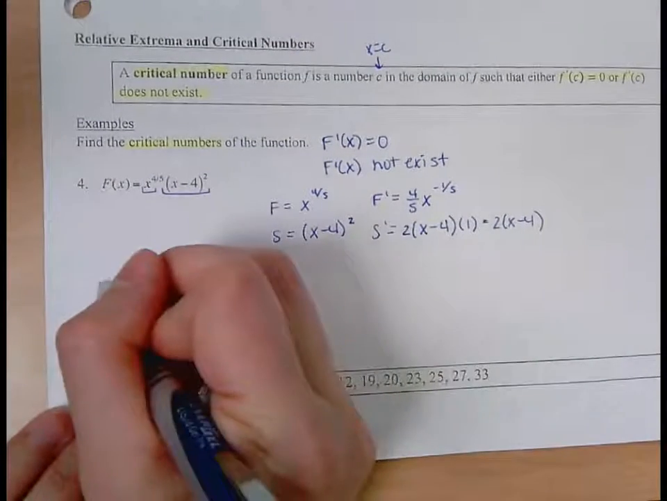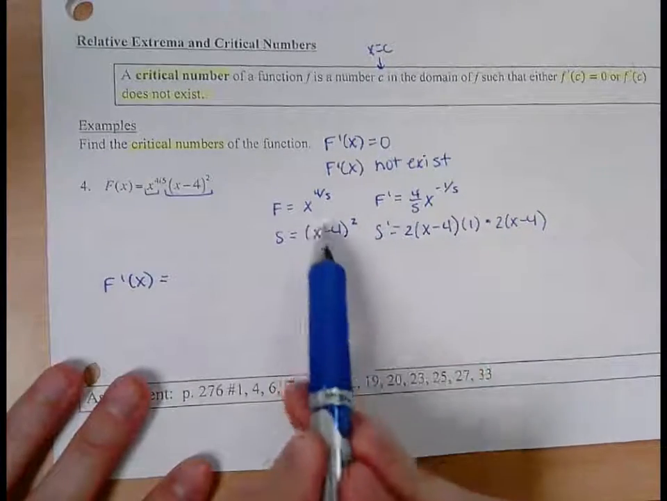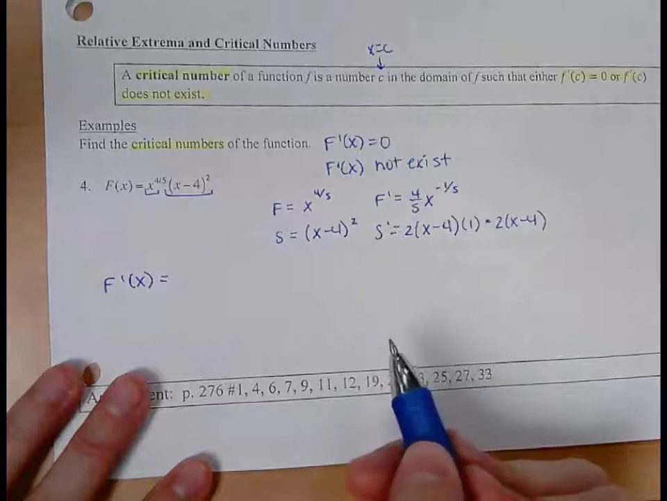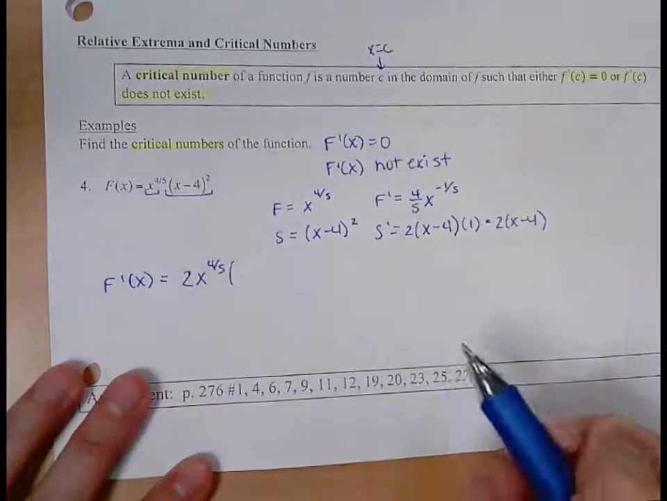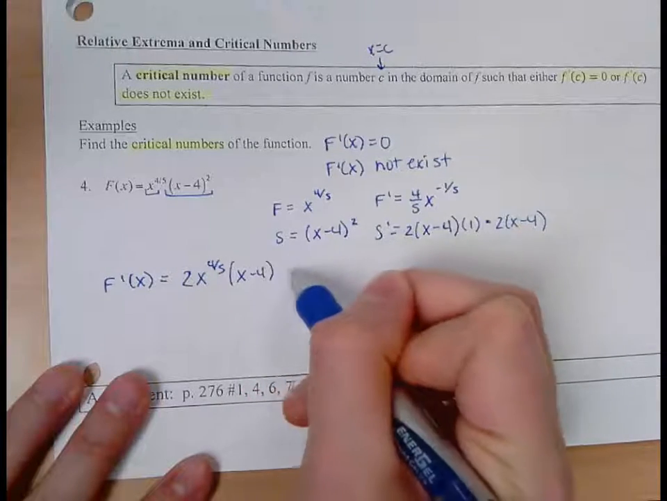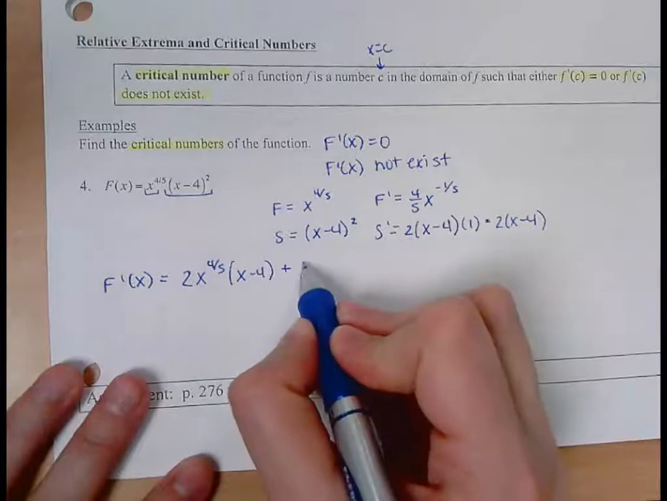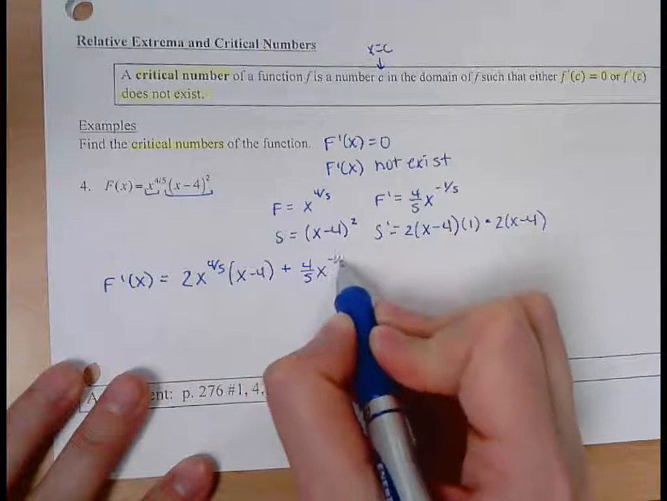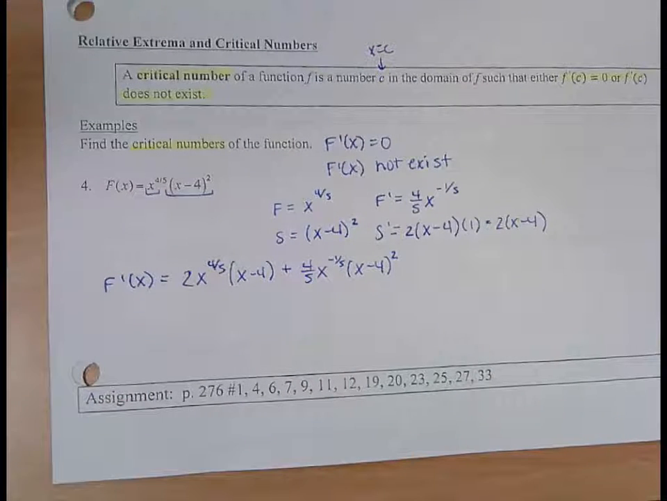So the derivative, f prime of x, with the product rule is first times second prime. So I'll write it as 2x to the 4/5 times the quantity x minus 4, plus second times first prime, 4/5 x to the negative 1/5 times the quantity x minus 4 squared. Okay, so you find the derivative, then you find where does that equal 0, where does it not exist.